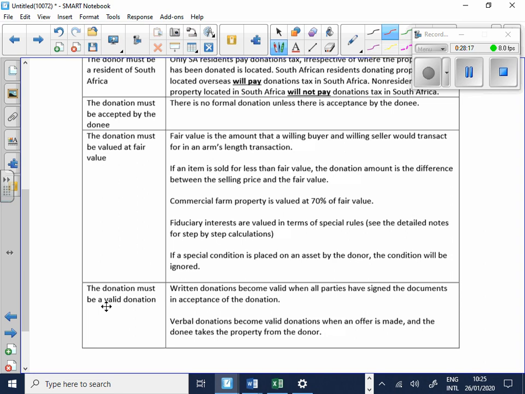Okay. So it's there. Guys, it says if a special condition is placed on an asset by a donor, the condition will be ignored. Do you guys see that? I just need you to actually understand. You can't avoid donations tax by putting something in that says, "I know the shares are worth 20 million, but you can buy them for 3.50 rand." You will ignore that. Are you guys comfortable with that? Guys, happy with this? Okay. So that's there. Let's carry on.